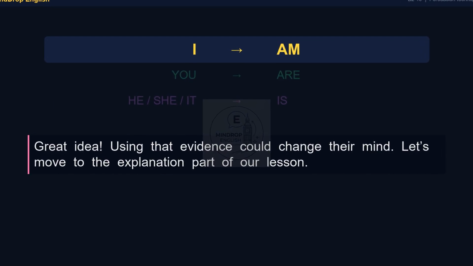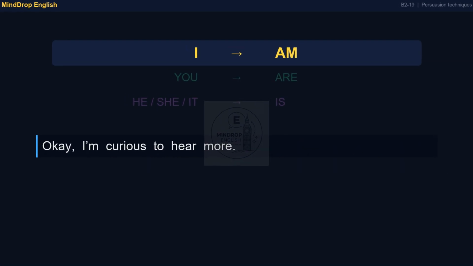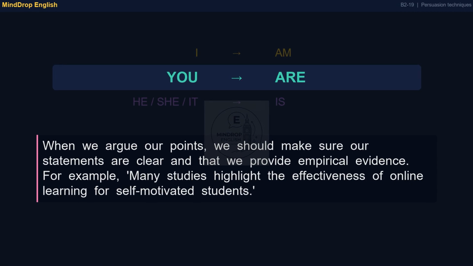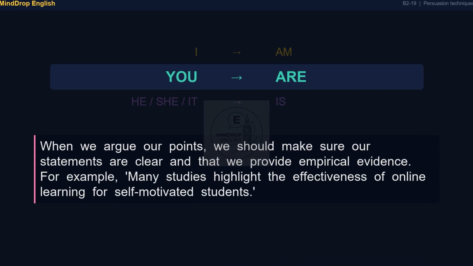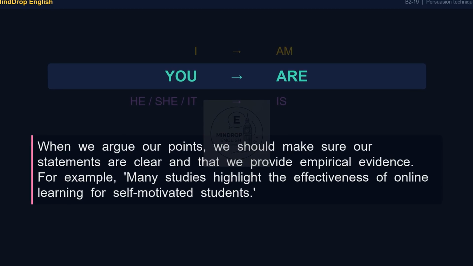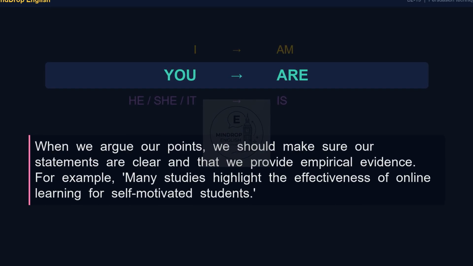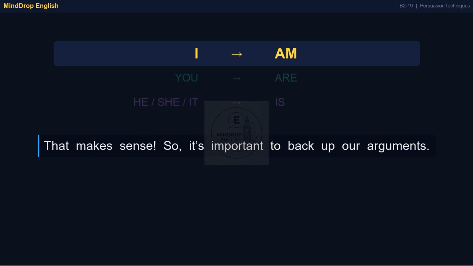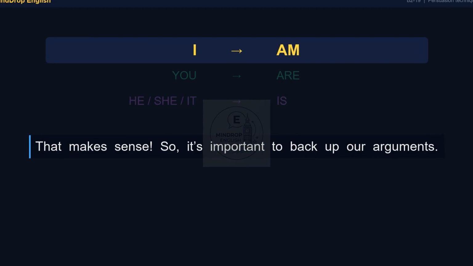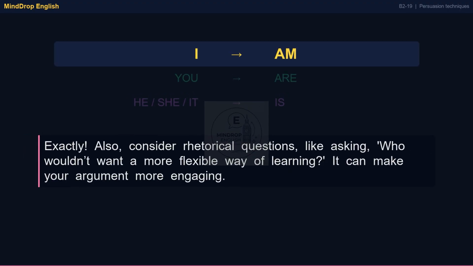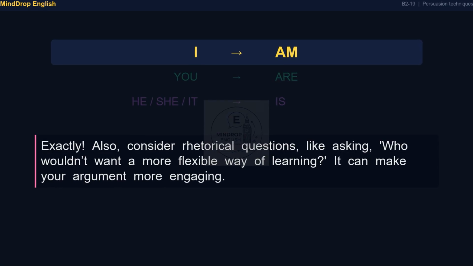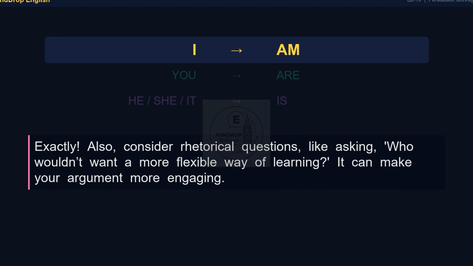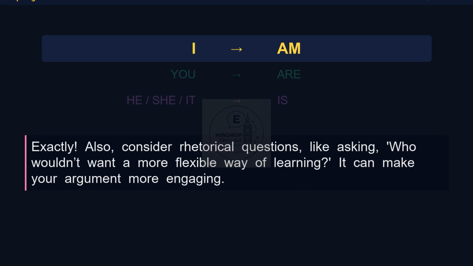Let's move to the explanation part of our lesson. Okay, I'm curious to hear more. When we argue our points, we should make sure our statements are clear and that we provide empirical evidence. For example, many studies highlight the effectiveness of online learning for self-motivated students. That makes sense. So, it's important to back up our arguments. Exactly. Also, consider rhetorical questions, like asking, who wouldn't want a more flexible way of learning? It can make your argument more engaging.